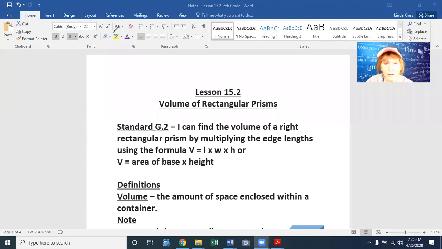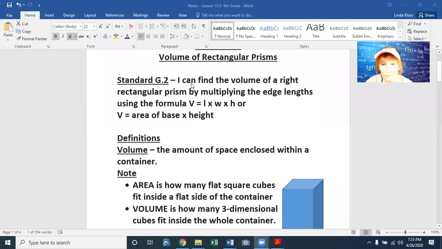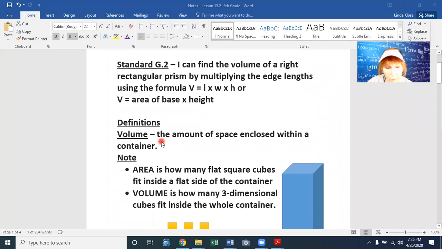So what is volume? I'm going to grab my little spotlight. Volume is the amount of space enclosed within a container. So far we've only looked at two-dimensional area. So let's take a look at the difference.